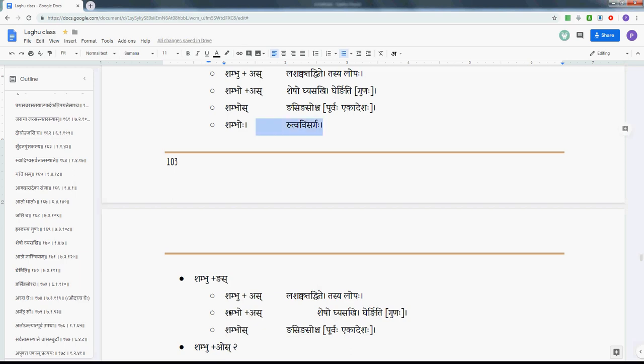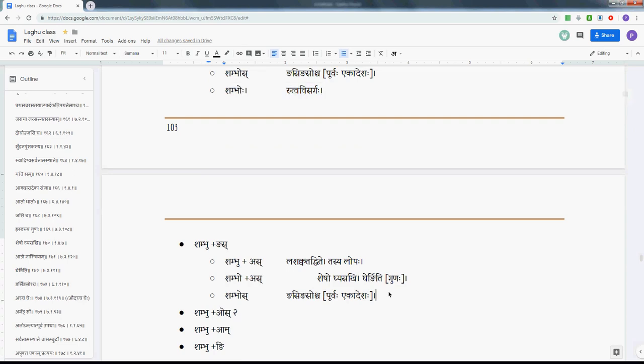Hopefully Rutva Visarga is clear by now. Rutva means Sasajushoh ru, and Visarga means Kharavasaniya or Visarjaniya, at least in this form. Shambhu plus Os, twice, in Shashti Dvivachana and Saptami Dvivachana. What will happen? Shambhu plus Os.